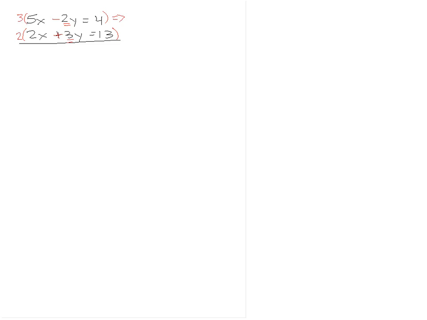What do I get? I get 15x minus 6y equals 12. Here I get 4x plus 6y equals 26. These cancel out. This gives me 19x, and this gives me 38. Divide by 19, you get x is 2. Done. I have one variable.